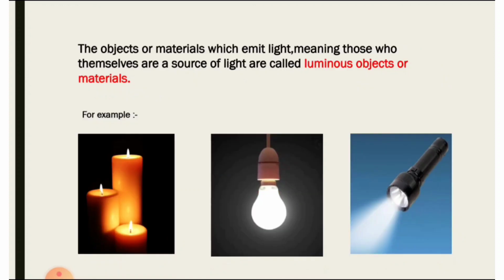The objects or materials which emit light, meaning that they are themselves a source of light, are called luminous objects or materials. For example, candle, torch, bulb. Yes, these objects emit light themselves, so they are luminous objects or materials.